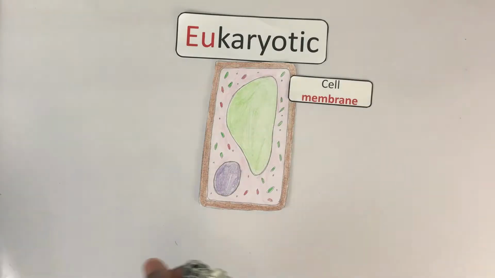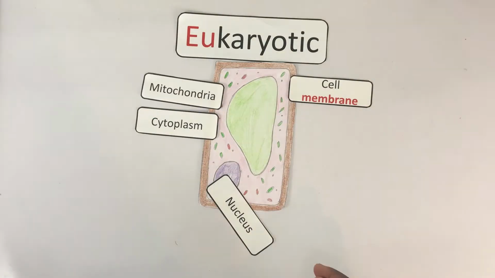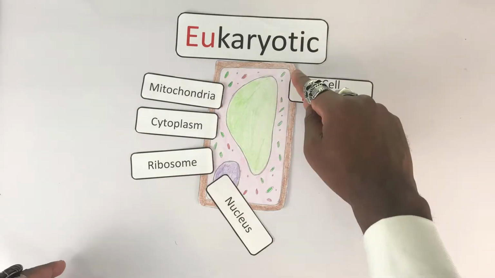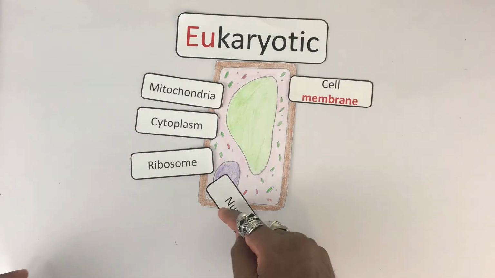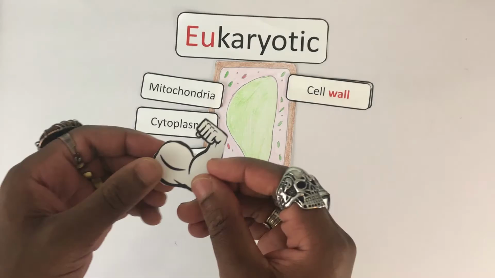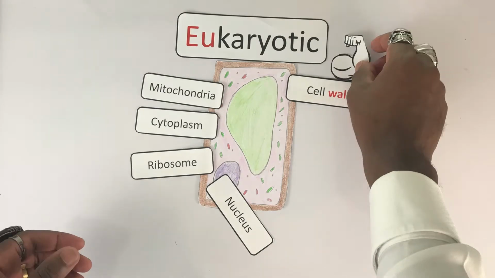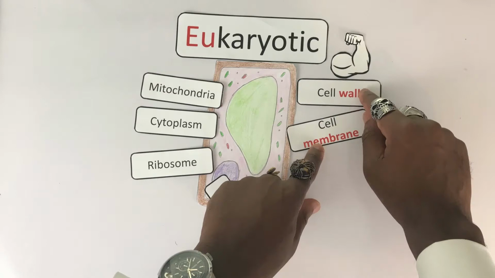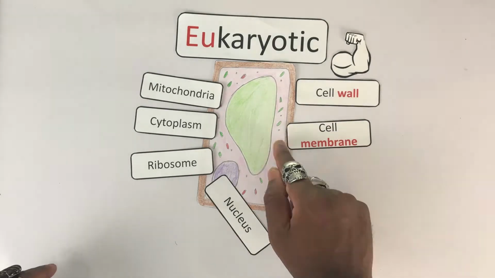They have the same 5 structures as animal cells with an additional 3. In this instance, the outermost layer, just like with prokaryotic cells that we saw in the last video, that's the cell wall. And the same thing, it strengthens and supports the cell. They still have a cell membrane as well, don't get it twisted.